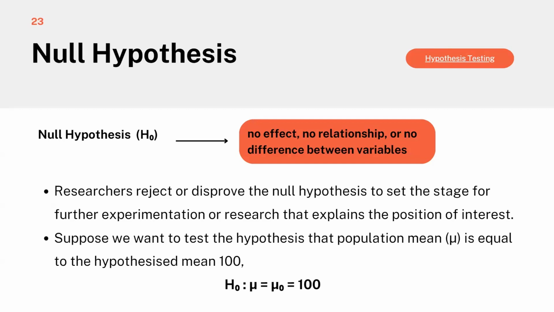These rejections set the stage for further experimentation or research that can help explain the relationship or effect of interest. For example, let's say we want to test the hypothesis that the population mean is equal to the hypothesized value of 100. In this case, our null hypothesis would be 100, right? This means we are testing whether the population mean is 100, and we gather the data to see if we can reject this assumption.